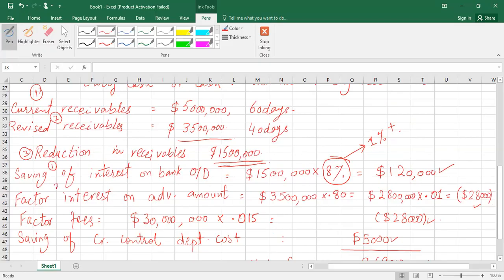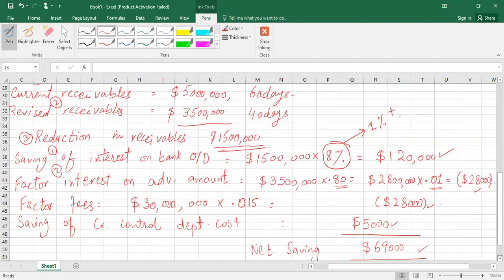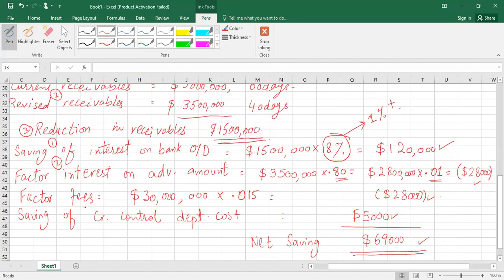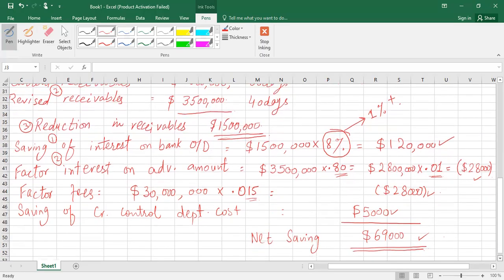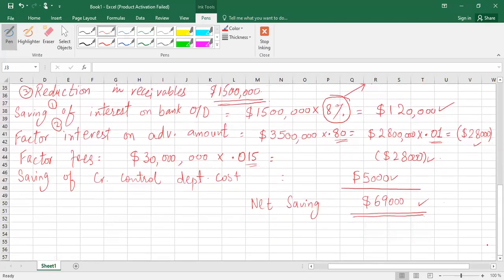Then you will calculate factor interest cost or incremental cost of factoring on the advance amount which a company will borrow from the factor company. Then you will calculate the factor fees which is payable on the sales revenue, and then you will calculate saving of the credit control department if it is provided in the question. Anyone, any question?